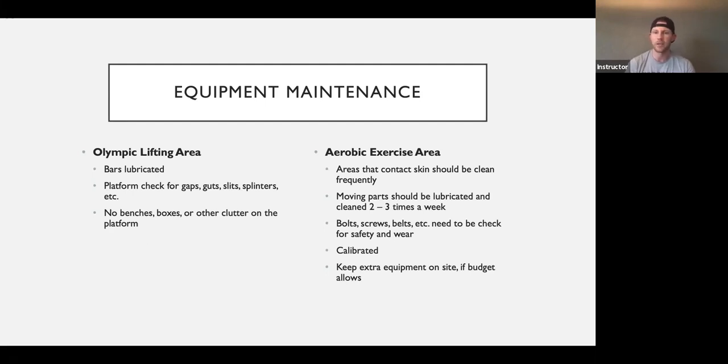Things are calibrated. So if it's digital, which a lot of things are, you don't want one treadmill saying one thing and another treadmill saying something else if you're running at the same speed, for example, right? So figuring out what your calibration is, and there are experts that do that. The companies have those types of people to do that.